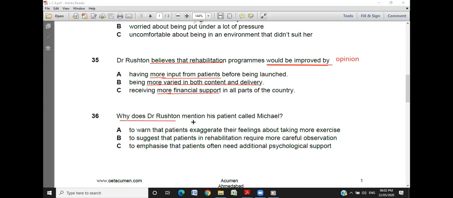Then this is typically a purpose question, where we don't have to identify his attitude or opinion towards it. It is saying, why is he mentioning this patient? Which point is he trying to prove? So what typically happens in purpose questions is that, one thing you can do to identify the answers of purpose questions is to pay attention to the opening statement.